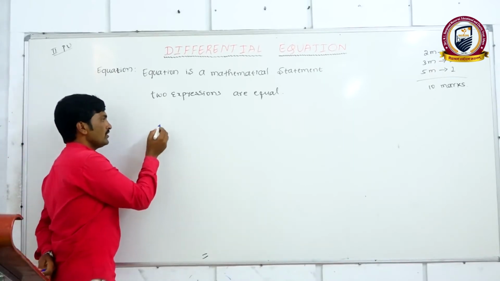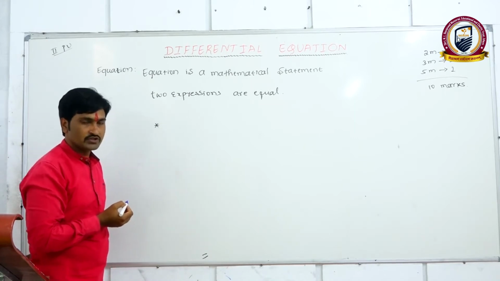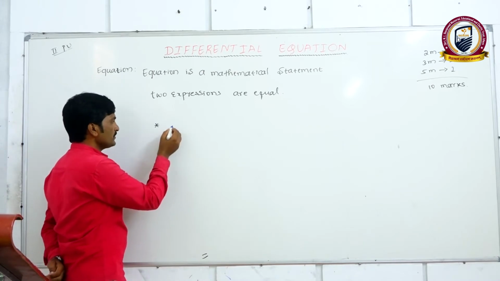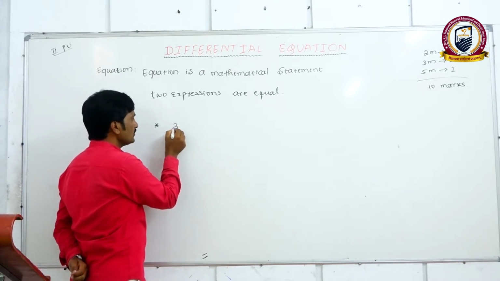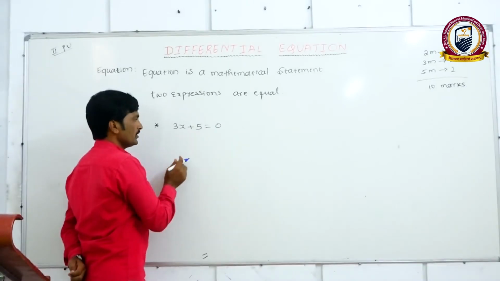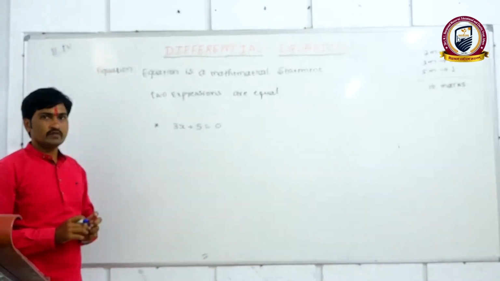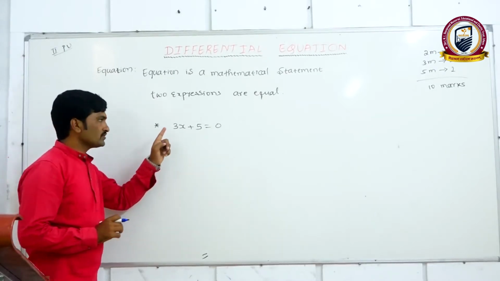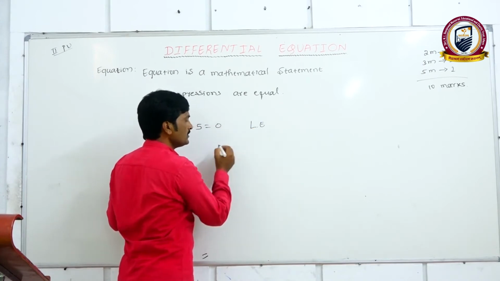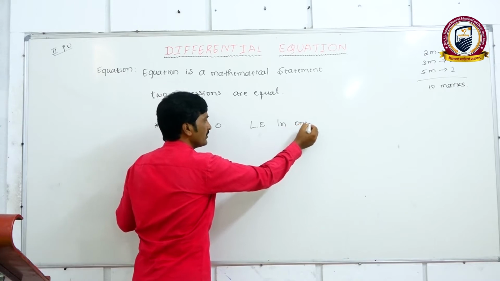So you have already studied different types of equations. See the first one, 3x plus 5 is equal to 0. Here there is an equal sign, so it is an equation. Which type of equation is this one? It is a linear equation in one variable.